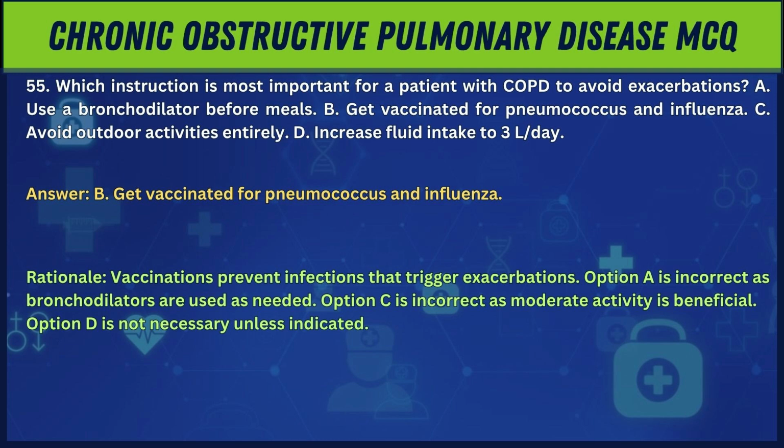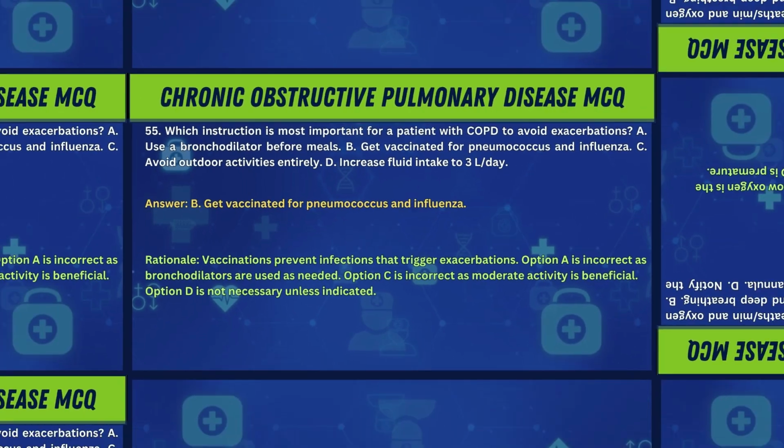55. Which instruction is most important for a patient with COPD to avoid exacerbations? A. Use a bronchodilator before meals. B. Get vaccinated for pneumococcus and influenza. C. Avoid outdoor activities entirely. D. Increase fluid intake to 3 L/day. Answer: B. Get vaccinated for pneumococcus and influenza. Rationale: vaccinations prevent infections that trigger exacerbations. Option A is incorrect, as bronchodilators are used as needed. Option C is incorrect, as moderate activity is beneficial. Option D is not necessary unless indicated.